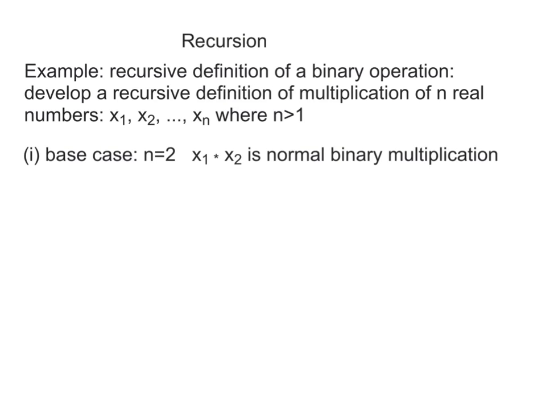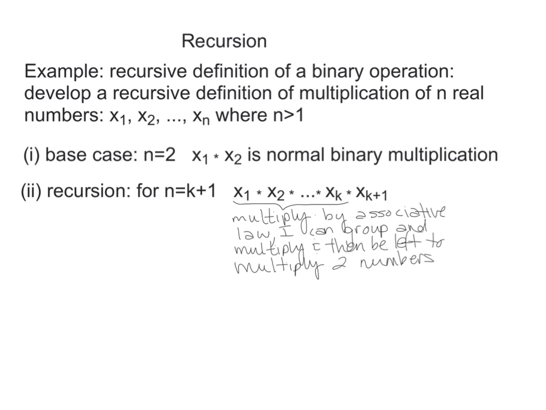Recursively, this is what we would do. We would start with the base case at n equals 2. Since n has to be greater than 1, our base case will be n equals 2. So if we have 2 real numbers, well, we know how to do that with normal binary multiplication. That's the multiplication you learned in 2nd or 3rd grade. The recursive part, now if we have n equals k plus 1, we're going to have our k and our kth plus 1 terms. But we are going to build our definition based on our previous results, our first k terms.